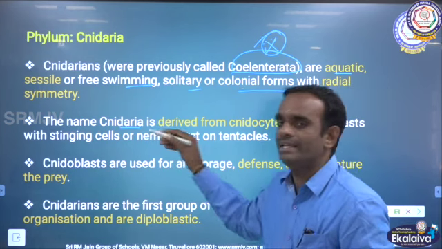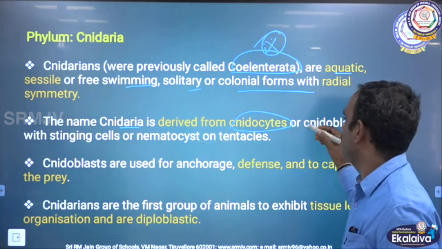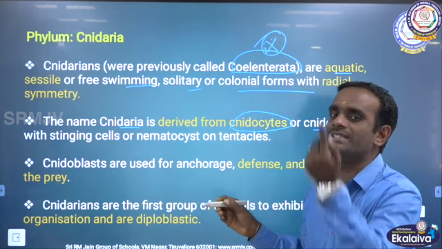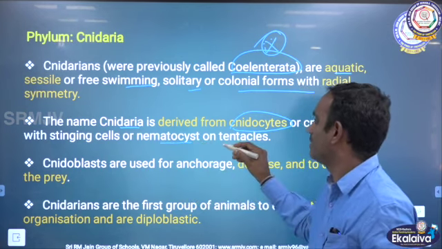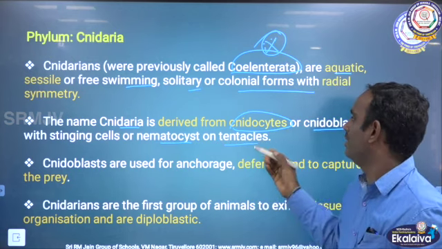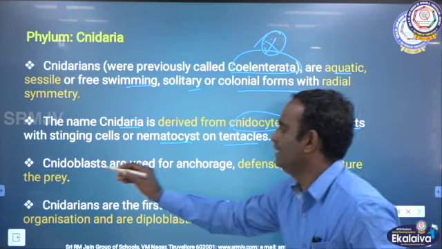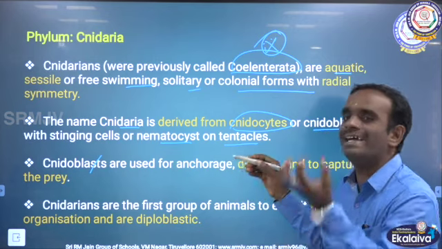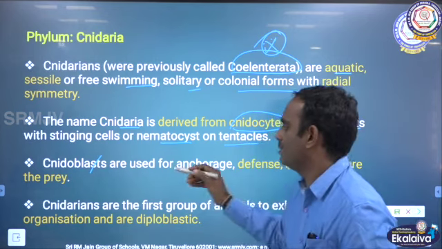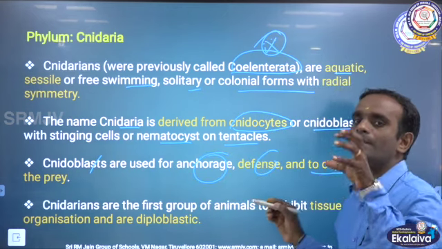The name Cnidaria is derived from cnidocytes or cnidoblasts, which are stinging cells. They have stinging cells called nematocytes on the tentacles. On the tentacles there are stinging cells called cnidocytes or cnidoblasts. The cnidoblasts are used for anchorage, defense and to capture the prey.